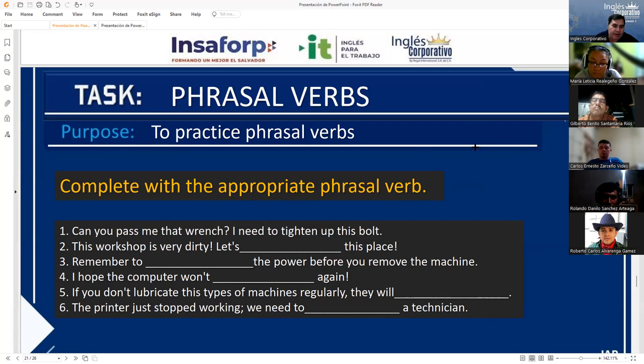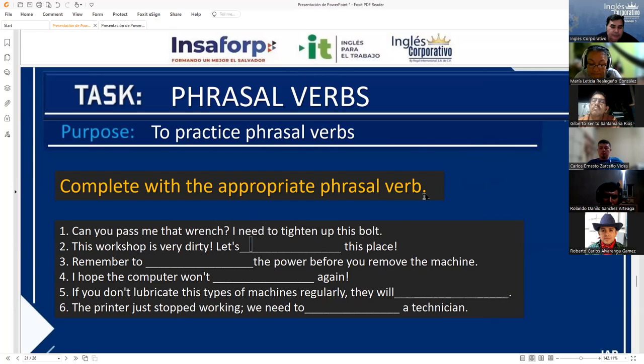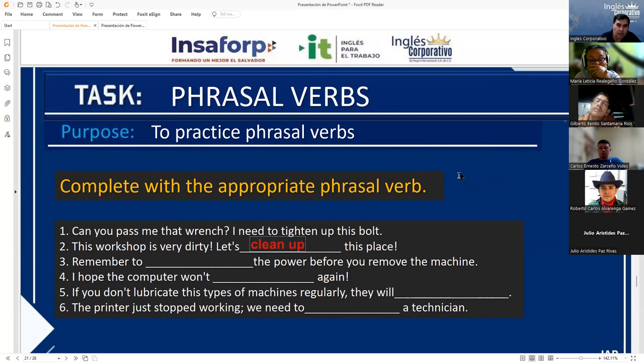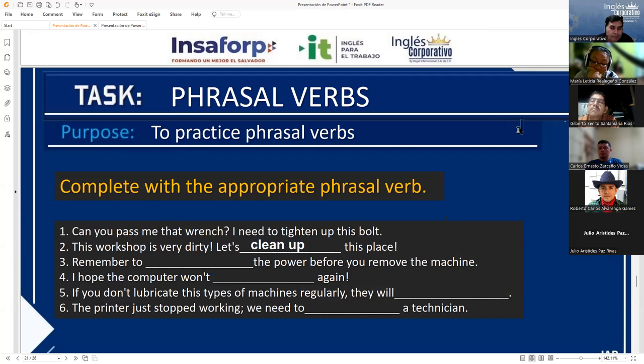Number two, this workshop is very dirty. If it's dirty, what are you going to do? Clean up. Okay, let's clean up the place. Okay, excellent. Remember to switch off the power before you remove the machine. I hope the computer won't turn off again. What's another possibility?